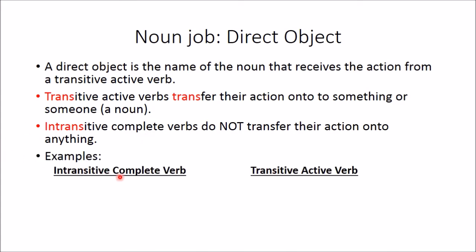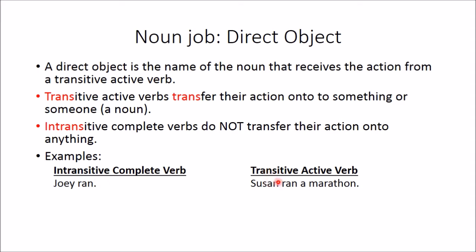So let's look at some examples. On this side, we're going to have intransitive complete verbs, verbs that do not transfer, and transitive active verbs, okay? So we've got Joey ran, and then we've got Susan ran a marathon. Notice in both sentences, the verb is ran. So it's the same verb, but in this case, it's used differently. Joey ran. We don't know what Joey ran. It's an intransitive complete verb. We're done there. There's no transferring of action onto a noun.